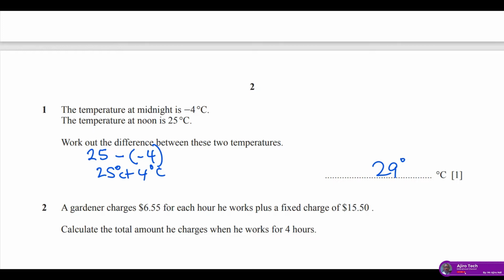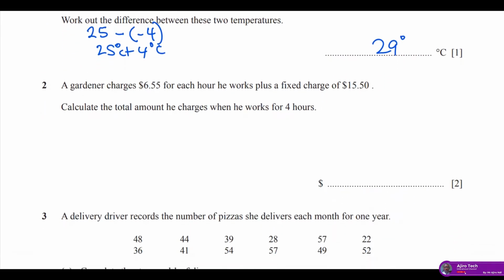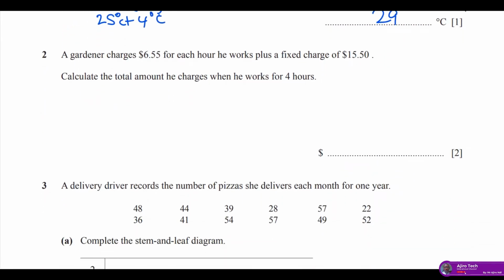Now the next question is, a gardener charges $6.55 for each hour he works plus a fixed charge of $15.50. Calculate the total amount he charges when he works for 4 hours.